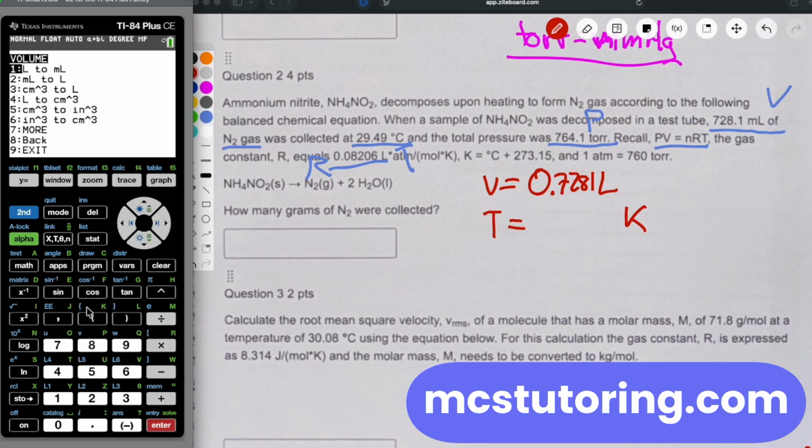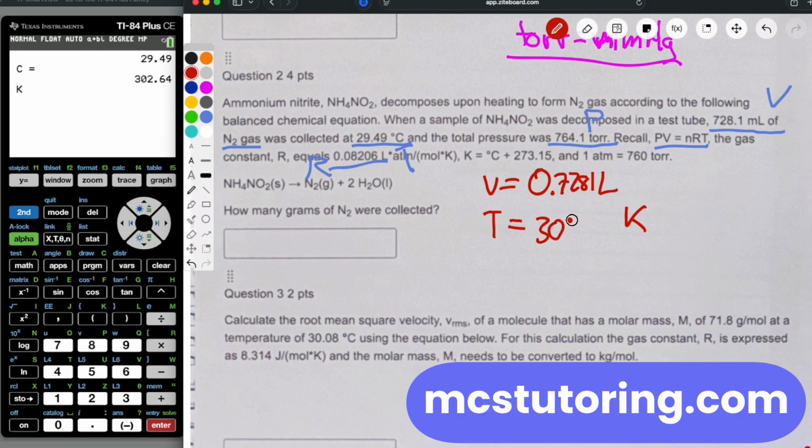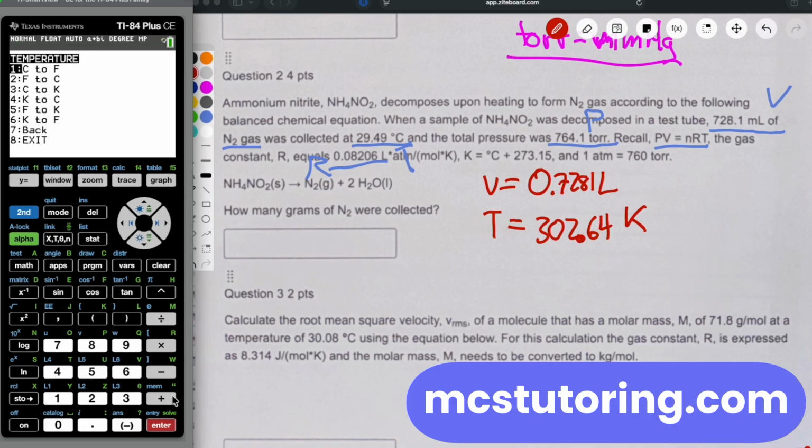So look, we've got to go back to the main menu, and we're going to do temperature. And we're like, oh, what do we want to do? We want to do Celsius to Kelvin, C to K, option 3. So what's the Celsius? It's 29.49 Celsius. Okay, cool. It's 302.64 Kelvin. And typically that's where your ranges are going to be, like between 250 to 350 Kelvin when you actually do a lot of these problems. I mean, just generally speaking, not every single case.